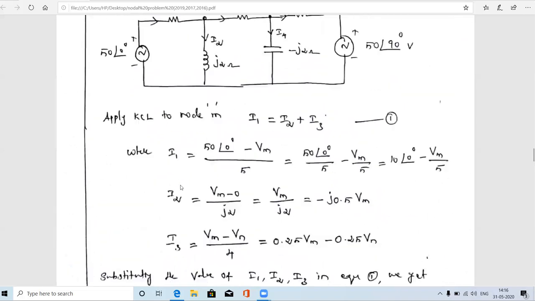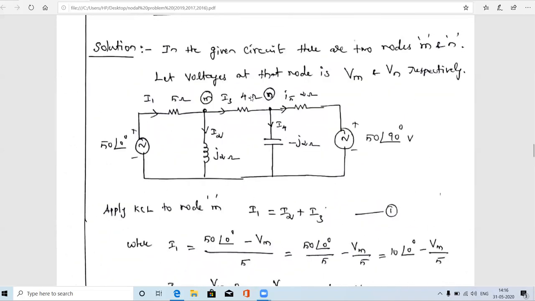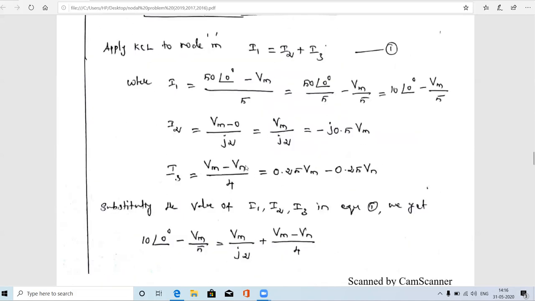Similarly, the I3 value. I3 is the current flowing through the 4 ohm resistor. What is the starting voltage? Vm. What is the ending voltage? Vn. So Vm minus Vn divided by 4. 1 by 4 is 0.25, so it is 0.25 Vm minus 0.25 Vn.